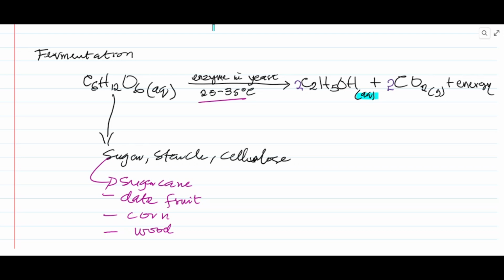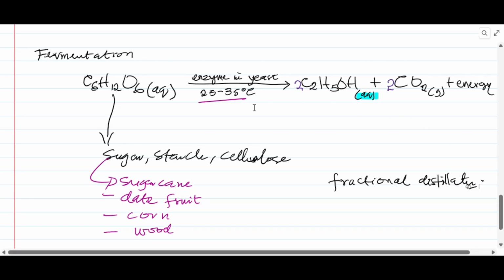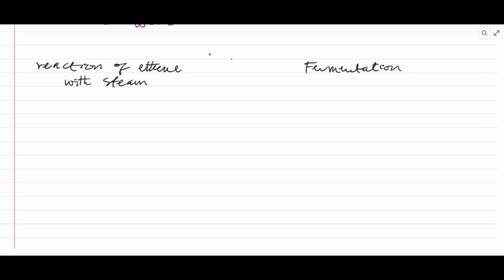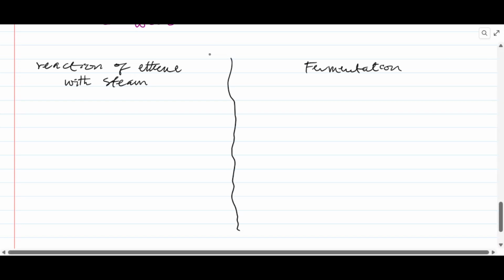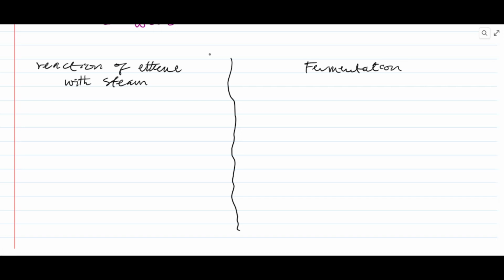So how do we get the ethanol from the reaction mixture? We use fractional distillation to get the ethanol from the mixture. Those are the two ways of making ethanol. So let's compare these two ways. Which one is better? What are the advantages of one and the disadvantages of the other? How do they compare to each other?